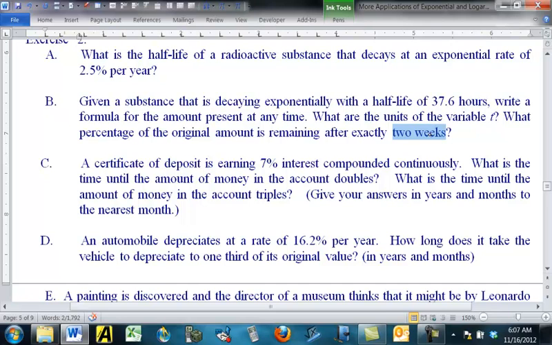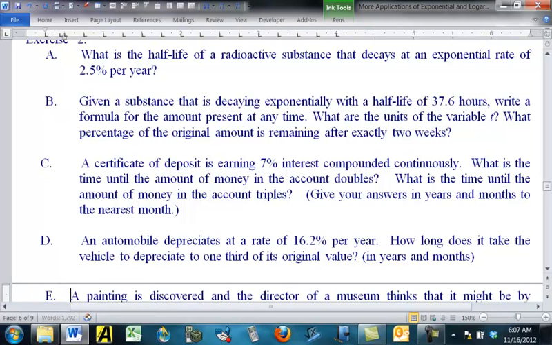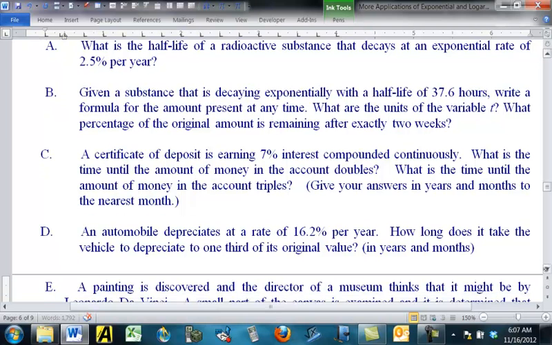A certificate of deposit earns 7% interest compounding continuously. How long does it take for it to double? How about to triple? Your answer is going to come out in decimal years. Take that and make it a whole number of years, and take the decimal part and convert to months. So figure that out to the nearest month. An automobile depreciates at a rate of 16.2% per year. How long does it take the vehicle to depreciate to 1/3 of its original value? Again, give it in years and months.